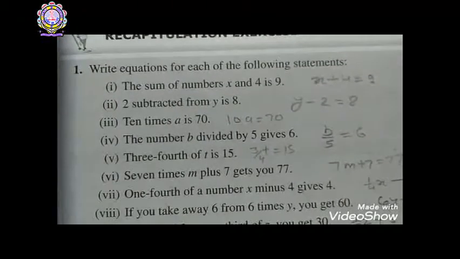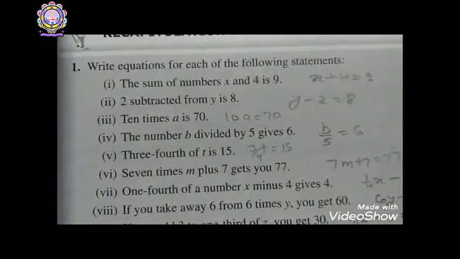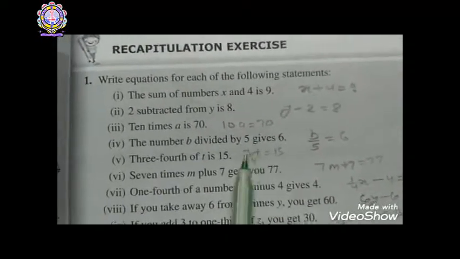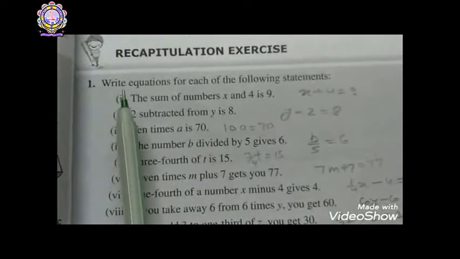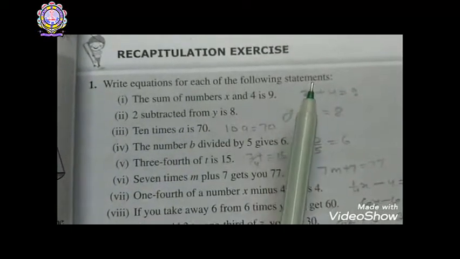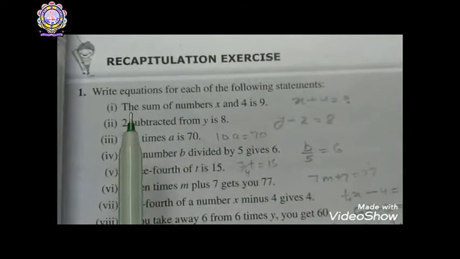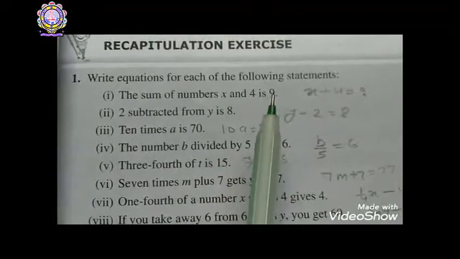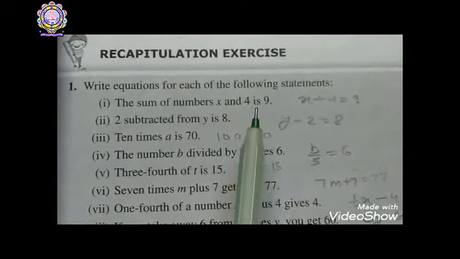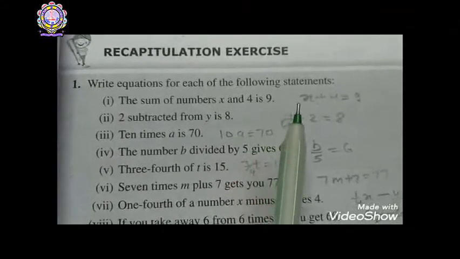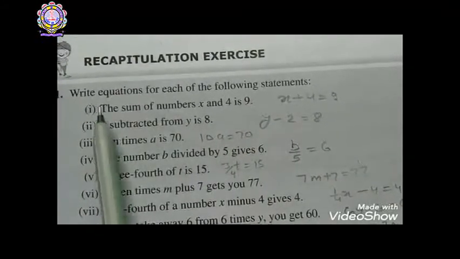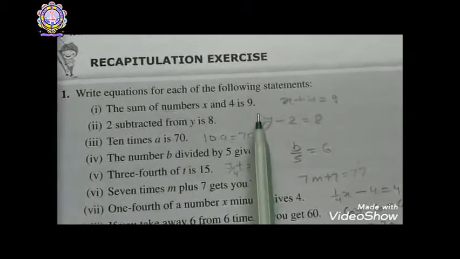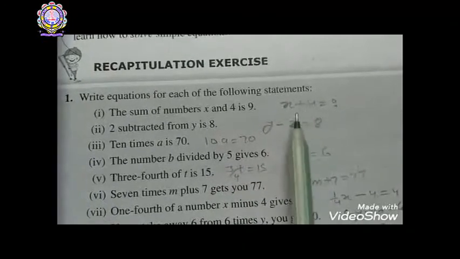Now students, watch the recap exercise which you already learned in 6th class. Write an equation for each of the following statements. The sum of number x and 4 is 9. So how do we represent the number? So here the sum of x and 4 is 9. So you just write x plus 4 equal to 9.